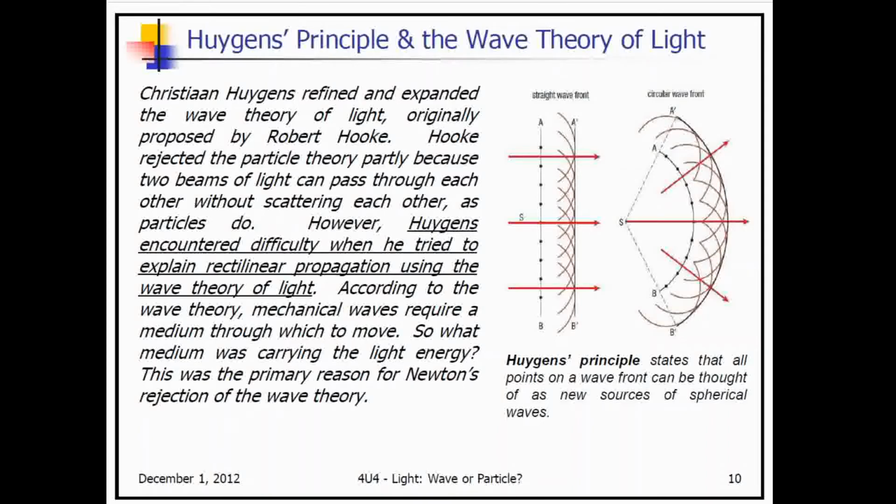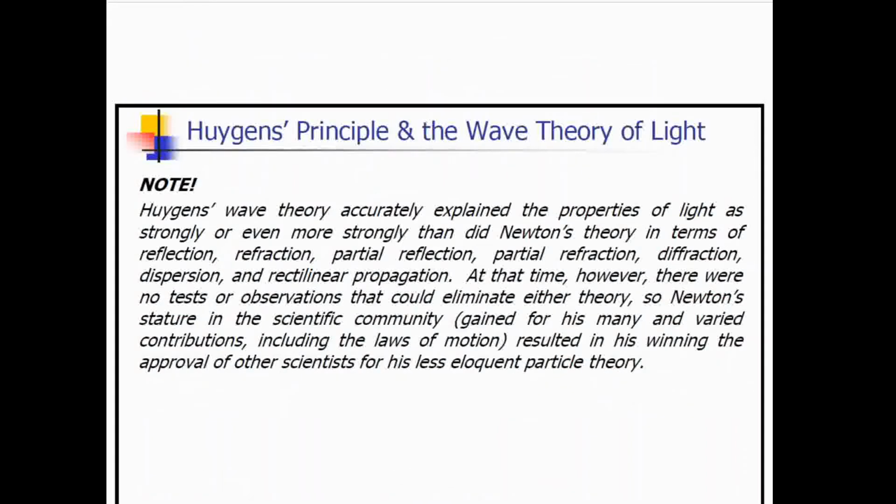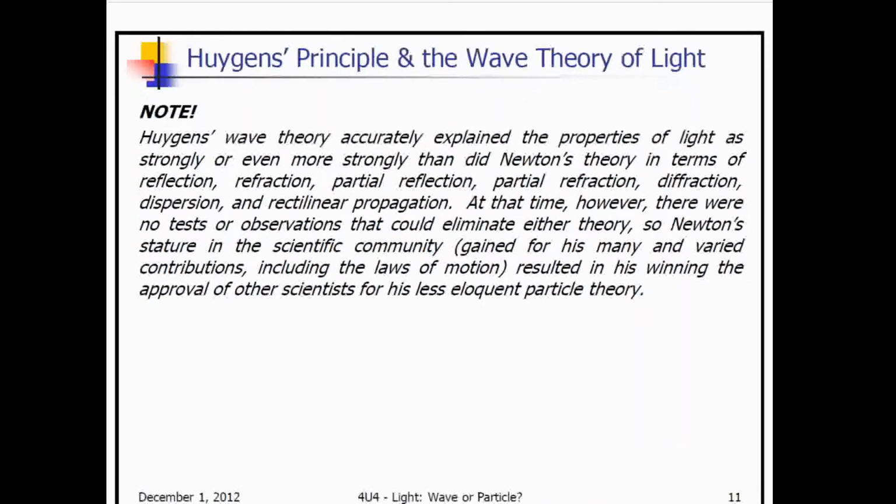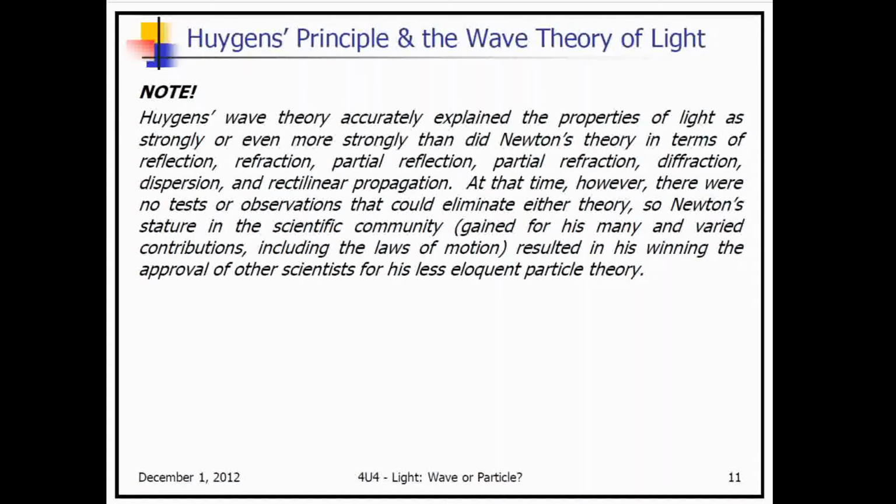So it says on the side here, Huygens' principle states that all points on a wave front can be thought of as new sources of spherical waves. So that's another thing to think about. I'm not sure how relevant that is, but that's okay. Next, it says Huygens' wave theory accurately explained the properties of light as strongly or even more strongly than Newton's theory in terms of reflection, refraction, partial refraction, diffraction, dispersion, and rectilinear propagation.